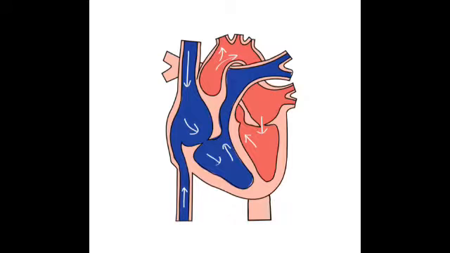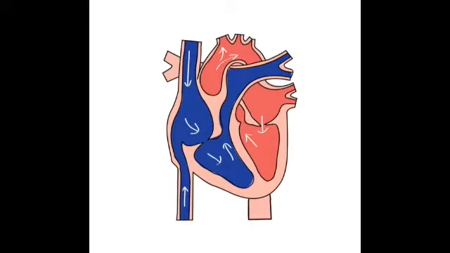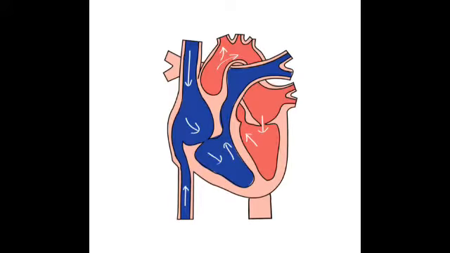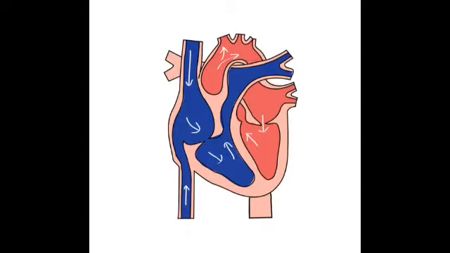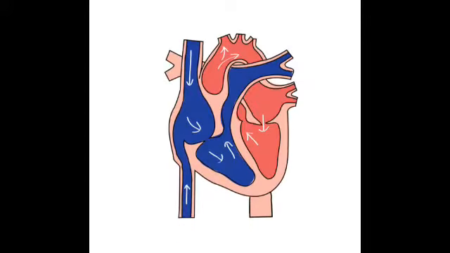It's a hollow red organ, which is the size of your fist, and it is found in the centre of the thorax. It is around about 4 inches in length and weighs between 250 to 300 grams. And it is divided into 4 chambers.